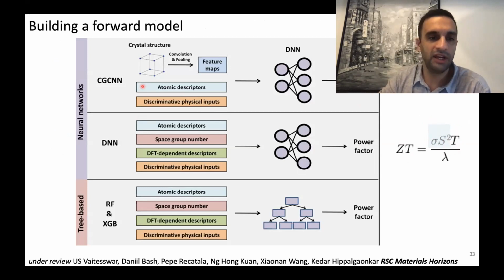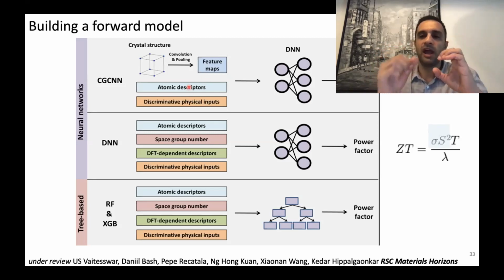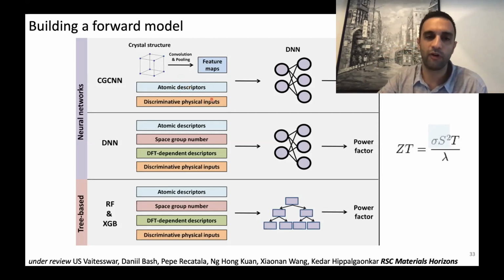So we trained three different models here. We wanted to see how powerful this graph convolutional neural network technique is. So we took a crystal structure, we did convolution and pooling, standard fare when you do neural network training. You make these feature maps, use a deep neural network, and predict the power factor. And we appended to that certain atomic descriptors. So the crystal structure is represented, and what atoms you put inside the crystal structure are accounted for by the atomic descriptors.